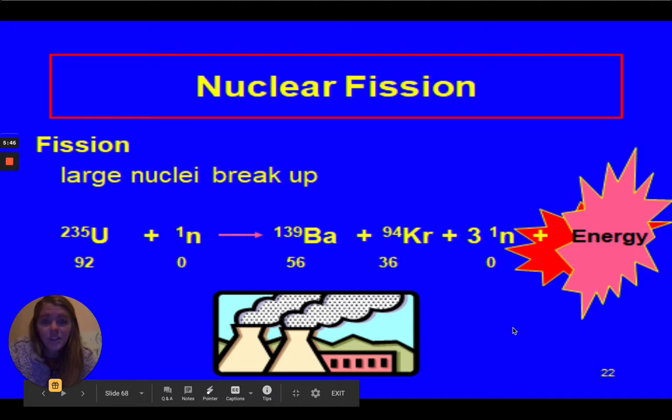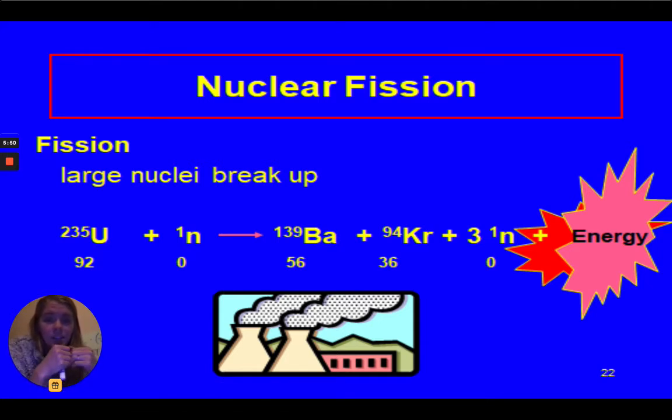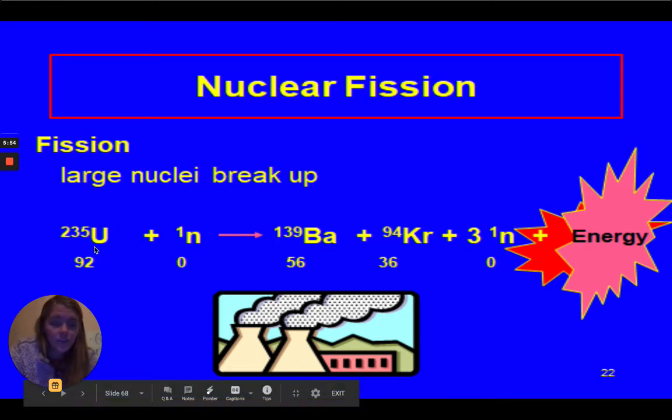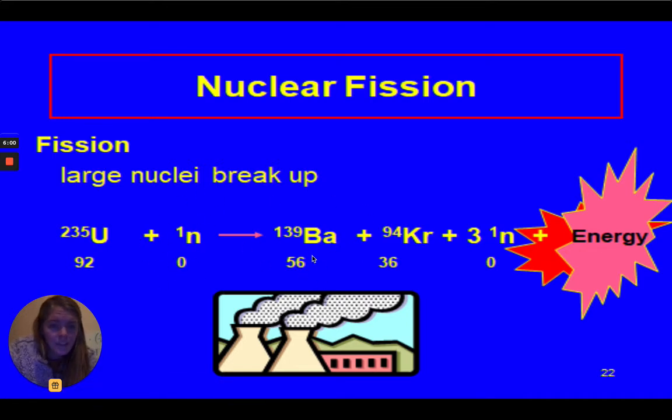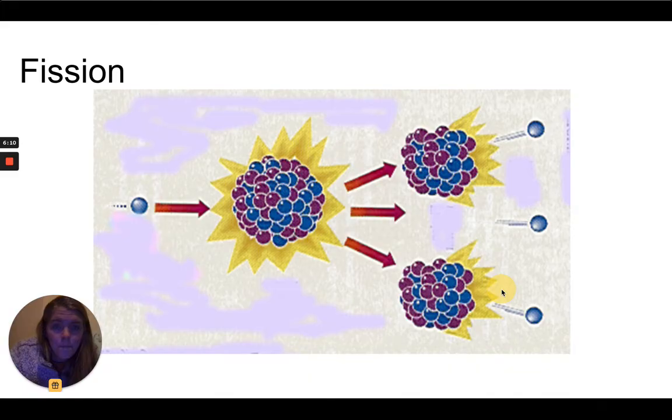So, nuclear fission. Fission is when large nuclei break up, so things separate. Okay, as you can see here, you just learned how to do this. So we have uranium, and a bombardment of a neutron particle gives us, I believe this is barium, krypton, and 3 more neutron particles, and energy. Okay, so nuclear fission is when things are breaking up. So we start with 1 and we end with 2.